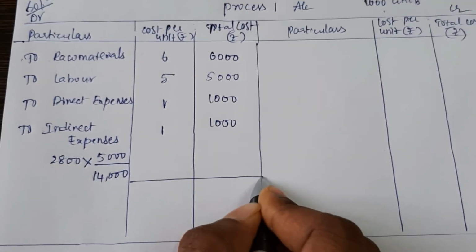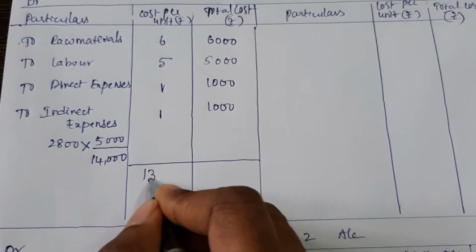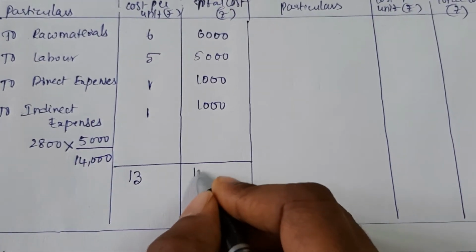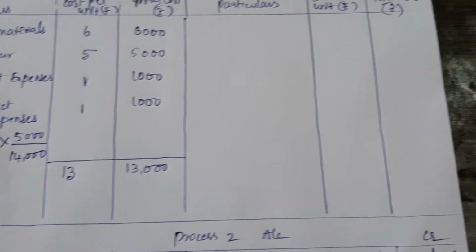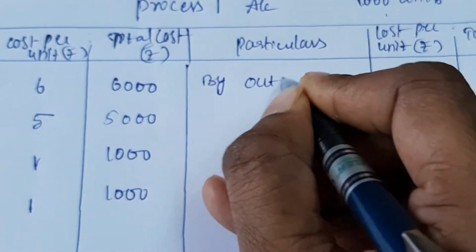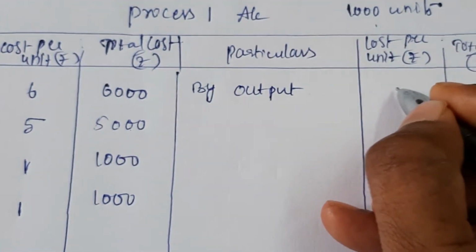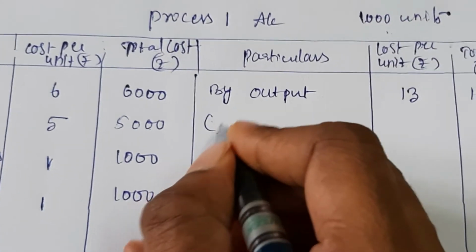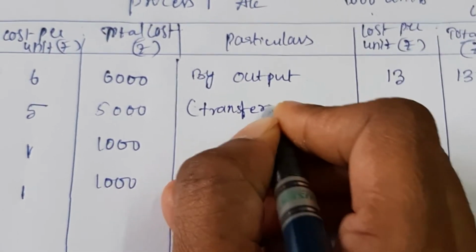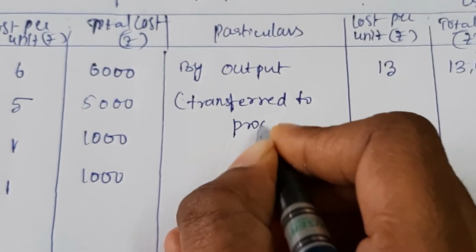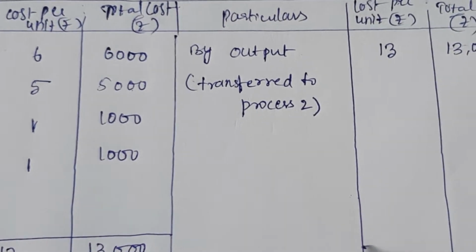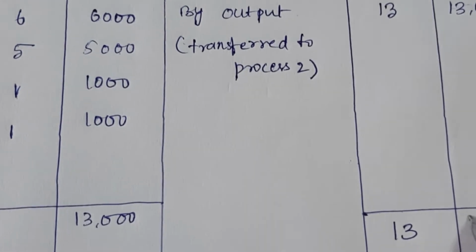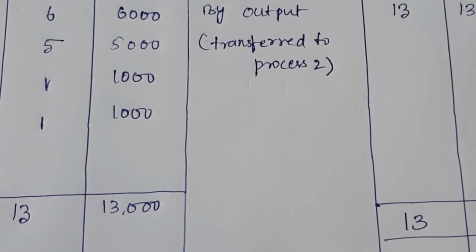Make the total of all expenses. Cost per unit will become 13, and this will become 13,000. This has to be considered as the output of process 1: 13 cost per unit and 13,000 total cost, and this will be transferred to the next process. Here the next process is process 2, and balance both the sides.